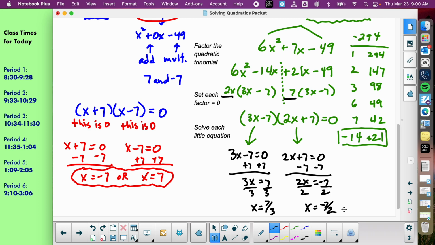If you want to write these as decimals, you can. I'm writing them as fractions because I didn't want to do decimals. This one would be 2.3. This one would be negative 3.5.